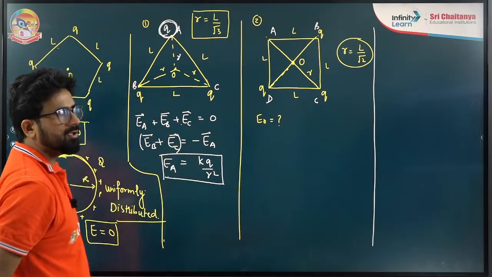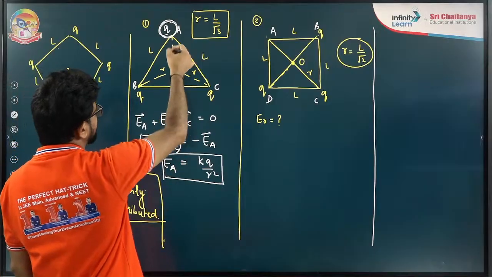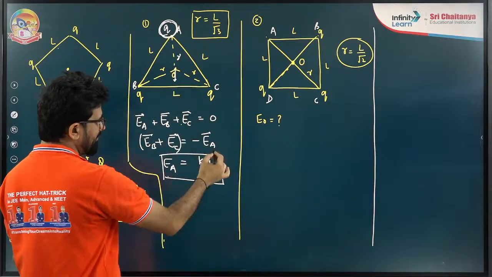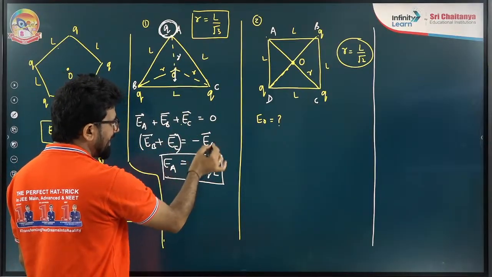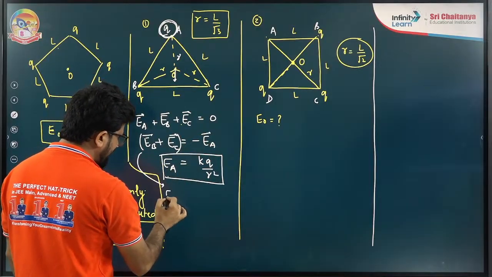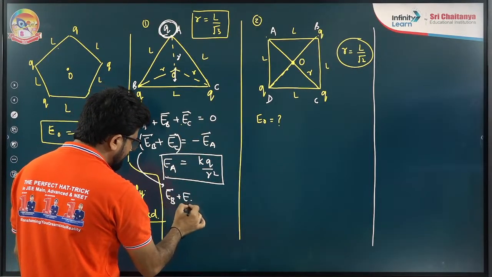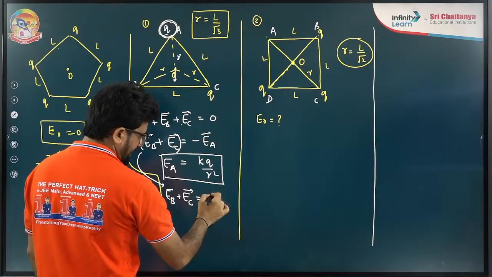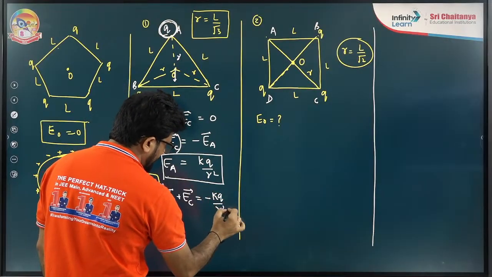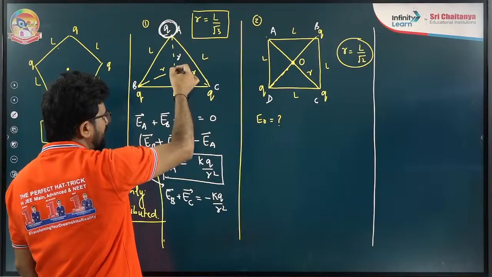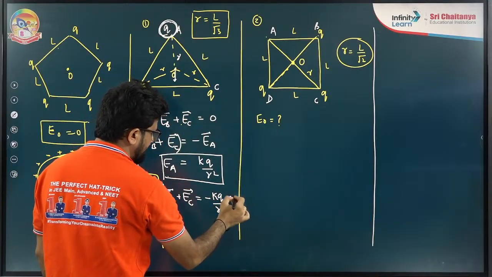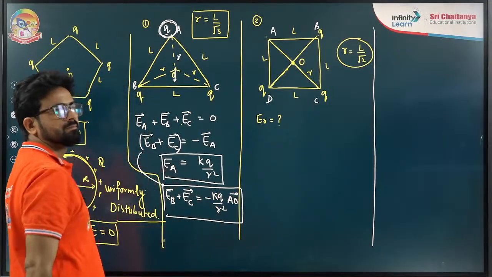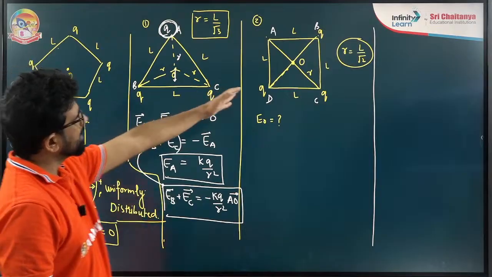And you can tell the direction also. The field due to A direction is what, beta? If it is positive, that means this direction, AO direction. But we want to see negative of EA, that means you can say field due to B plus field due to C is equal to negative of this A field, that means KQ by R square. And what direction? This was AO direction, but this negative sign means opposite direction, we have to put it. Got it?